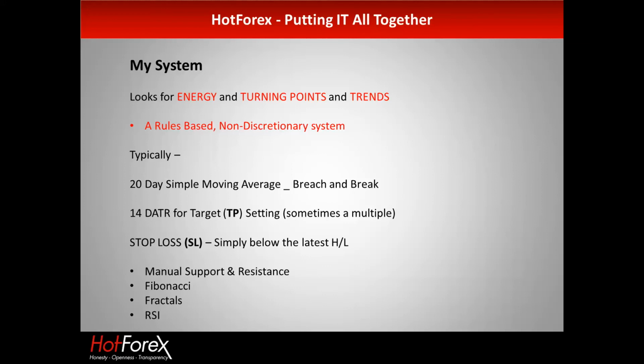Sorry. So 14-day ATR for targets, and the stop loss, quite simply, has to be where the stop loss has to be. Okay, let me say that again. The stop loss for me has to be where the stop loss has to be. So it's typically simply below, because it's a trend following system, simply below the latest high or low. So if the stop loss is huge, 300 pips, 200 pips, and my target is only 150 pips or 130 pips, do I take that trade? Probably. So that's rubbish for risk reward, isn't it?